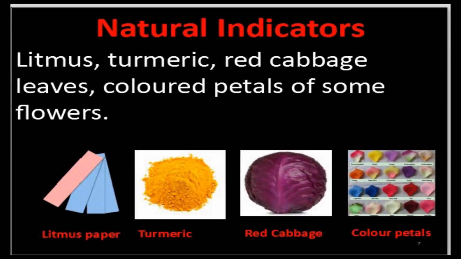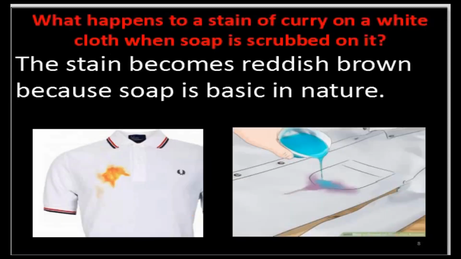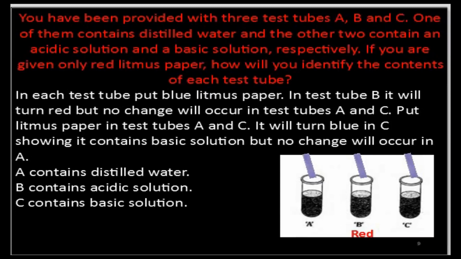And we know turmeric also is a natural indicator. When it comes into contact with soap water, it turns reddish brown. Let's see an experiment to test whether the given solution is acid or base. You have been provided with 3 test tubes A, B and C. One of them contains distilled water and the other 2 contain an acidic solution and a basic solution respectively. If you are given only red litmus paper, how will you identify the contents of each test tube?